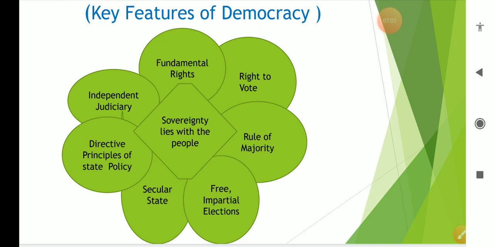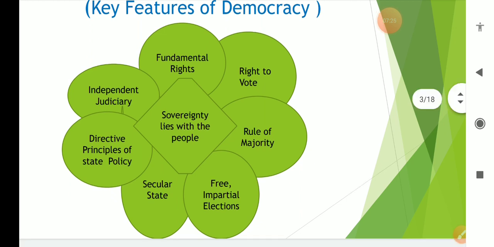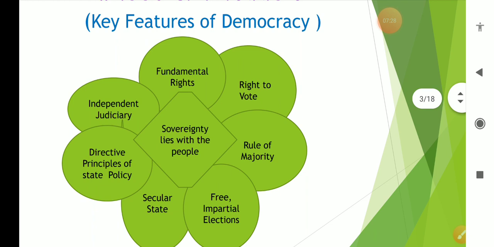Then we have independent judiciary, and this is one of the key features of Indian democracy, that the judiciary is not under the control of any organization. It is independent. It is the guardian of the constitution, and it also has the power to declare any law passed by the government null and void if it is inconsistent with the constitution.